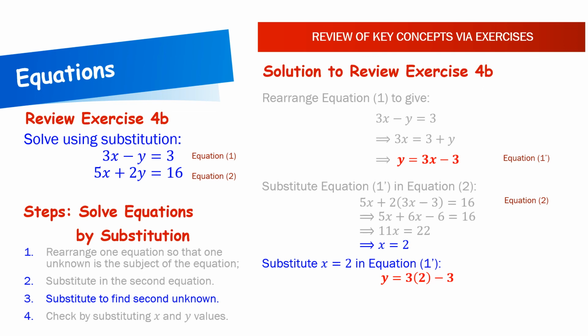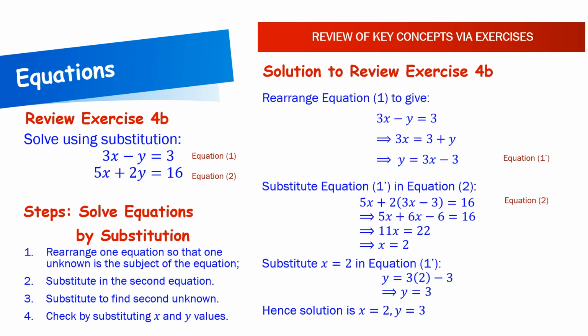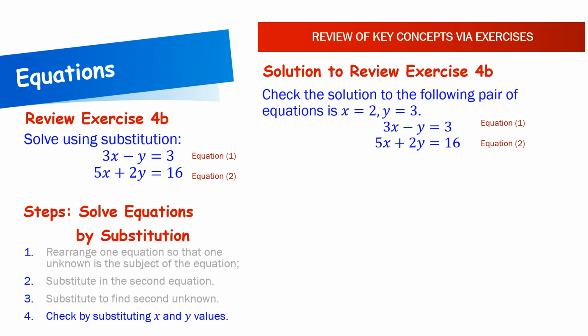Substituting x equals 2 gives us y equals 3 times 2 minus 3 to give y equals 3. Therefore, the solution is x equals 2 and y equals 3. For the final stage, let's double check that the solution is correct. So we substitute in the equations.